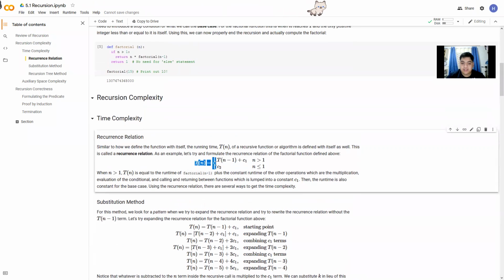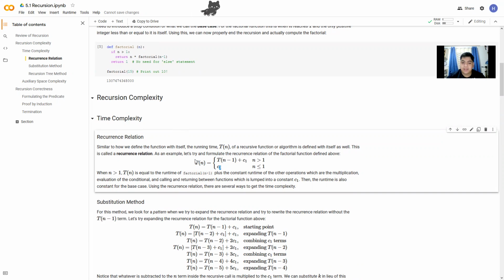the time it takes to get the factorial of n is the time it takes for us to get the factorial of n minus 1, plus some constant accounting for the multiplication and then the other under the hood stuff that runs in constant time. And then otherwise, when we get the factorial of n equals 1, we just need a certain constant amount of time.